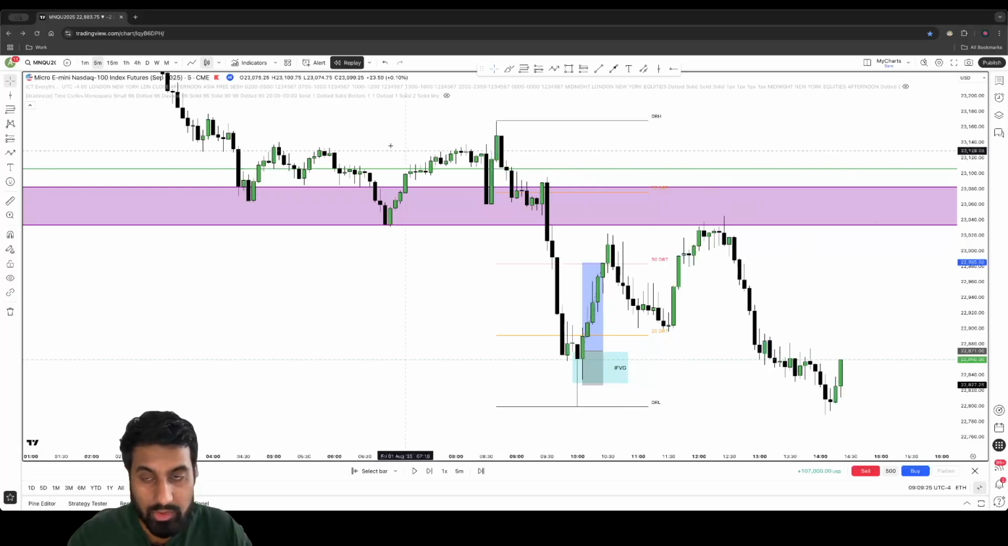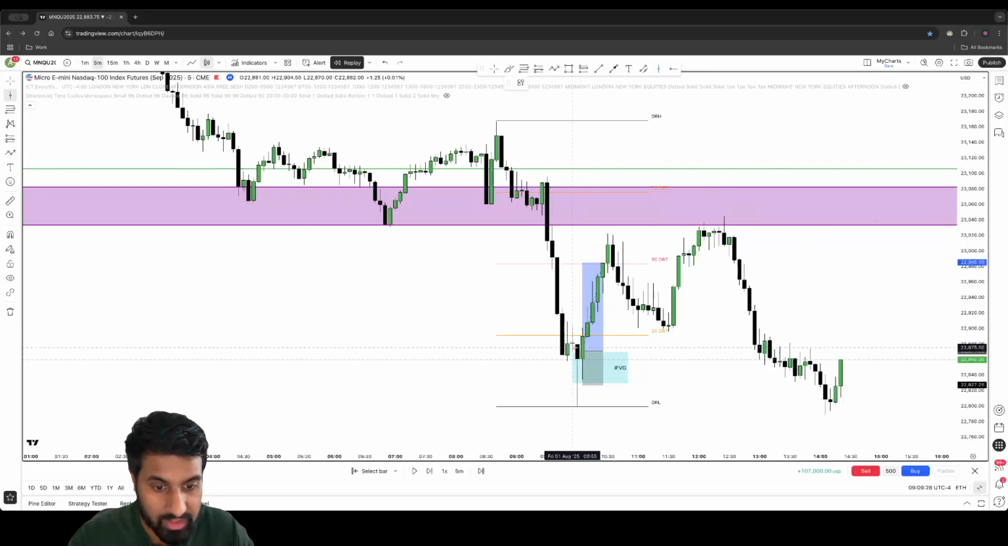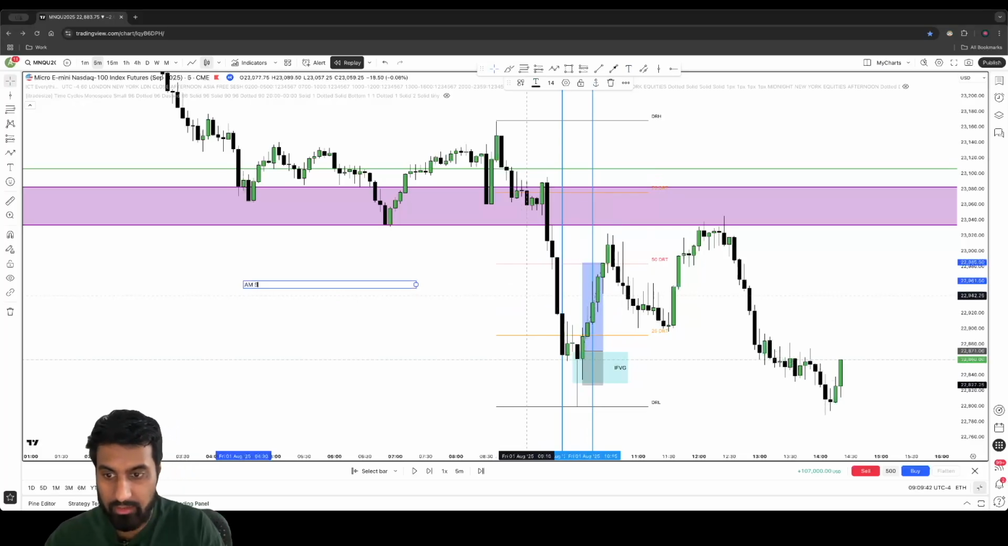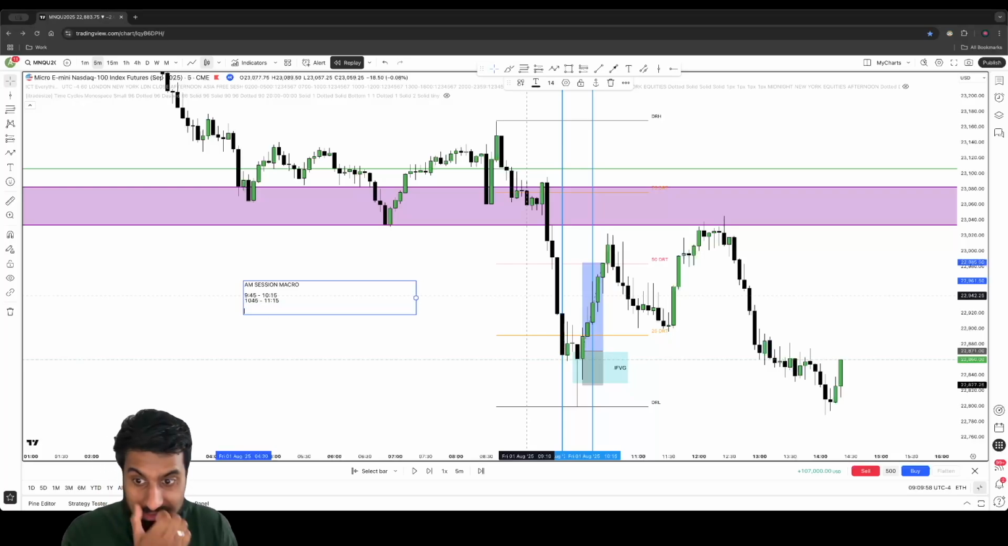But this was all within the timing, and this is what I say time and time again. Look for this sort of timing to enter your trades, right? So this is where I should have got my entry, which I did between 9:45 and 10:15. This is the one sort of timing. I'll write it down here. So AM session macros. You have 9:45 to 10:15, and then you have 10:45 to 11:15. So these are my 2 AM session macro timings.